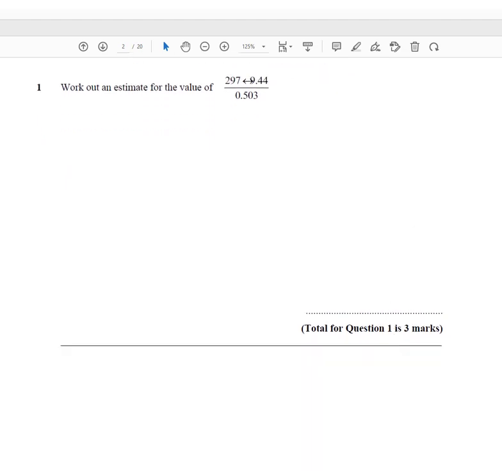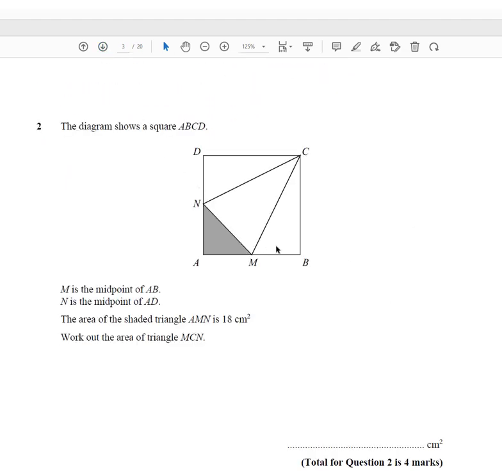Question 2. The diagram shows a square ABCD. M is the midpoint of AB, and N is the midpoint of AD. The area of the shaded triangle AMN is 18 square centimetres. Work out the area of triangle MCN.